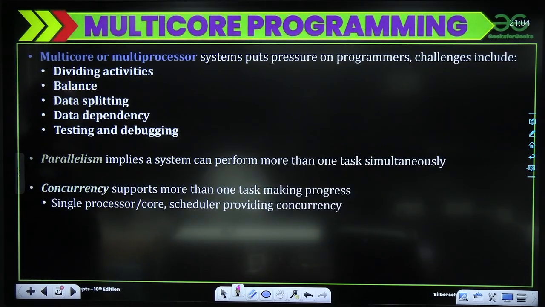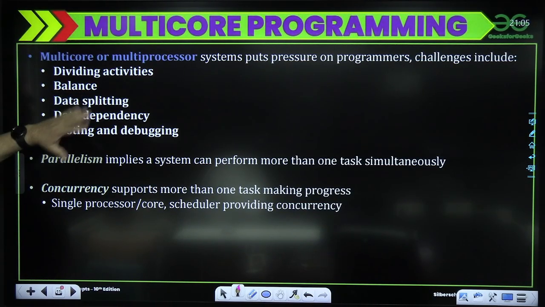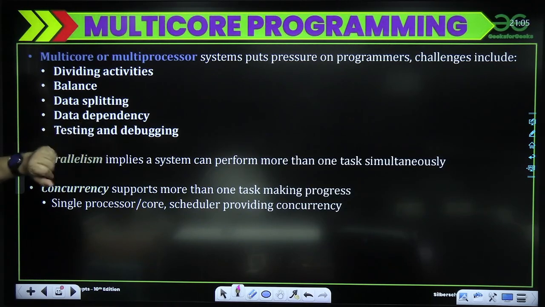Multi-core or multi-processor systems put pressure on programmers. The major challenges for the programmers include dividing the activities, load balancing, splitting the data, that is a divide and conquer policy, taking care of data dependency, testing and debugging.